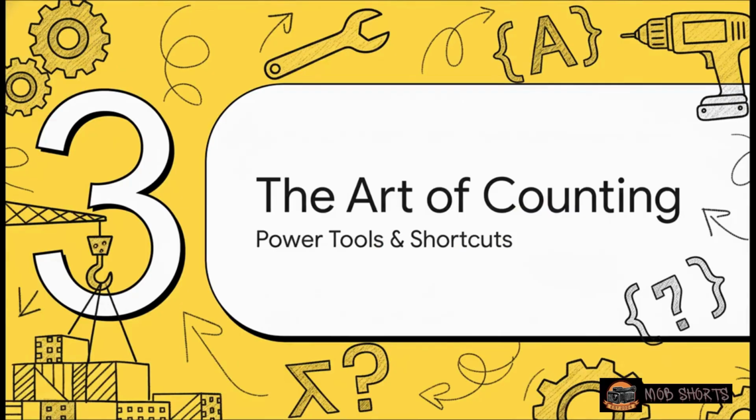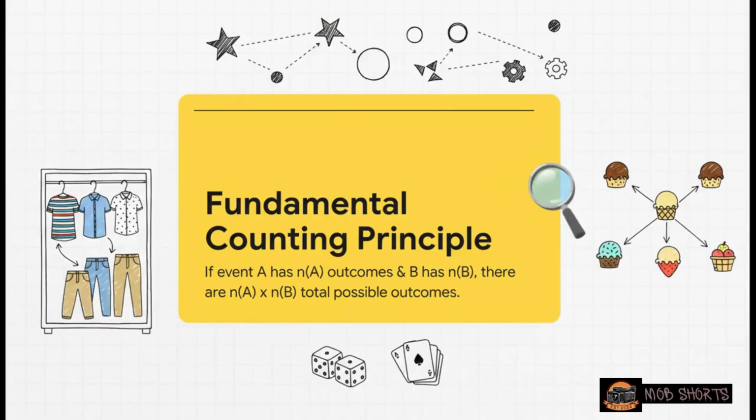All right, it's time for the final tray in our toolkit. And these are the power tools. These are the shortcuts. Because when you're dealing with a massive number of possibilities, the last thing you want to do is sit there and try to list them all out. No way. These tools do all the heavy lifting for you. And it all kicks off with something called the fundamental counting principle.